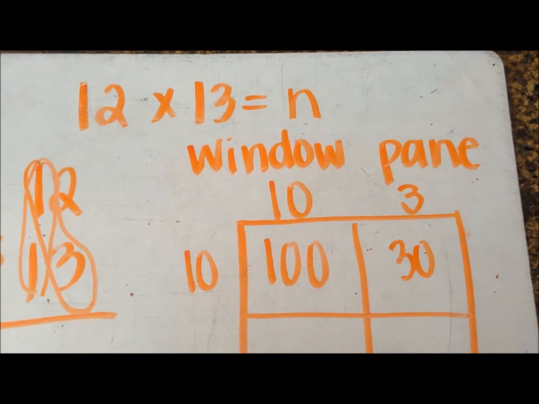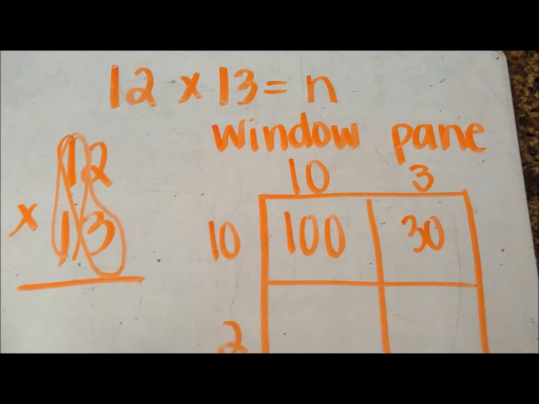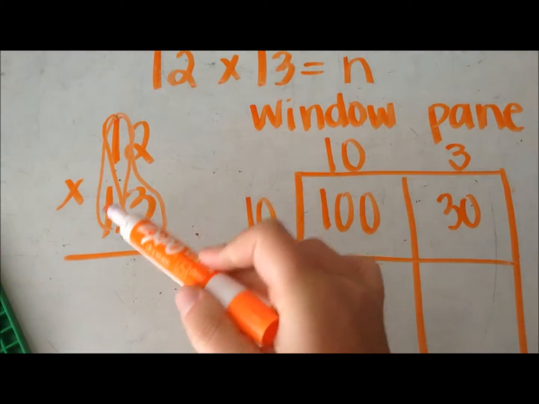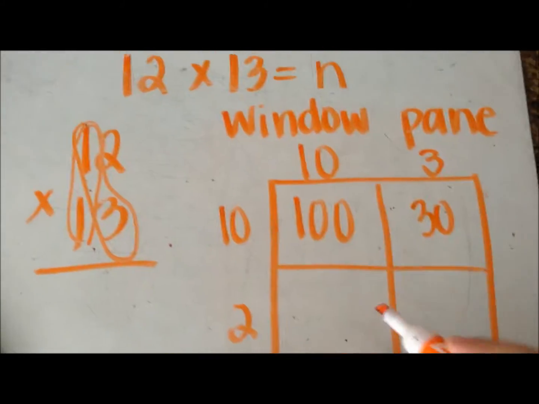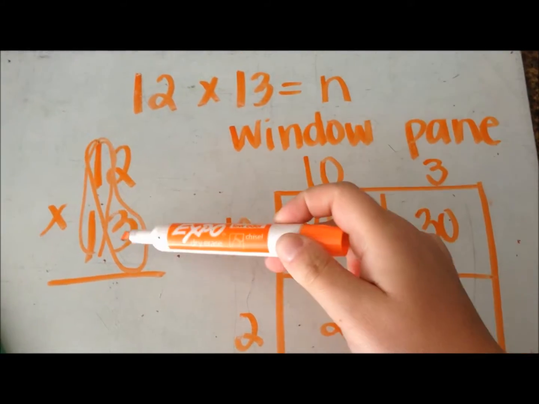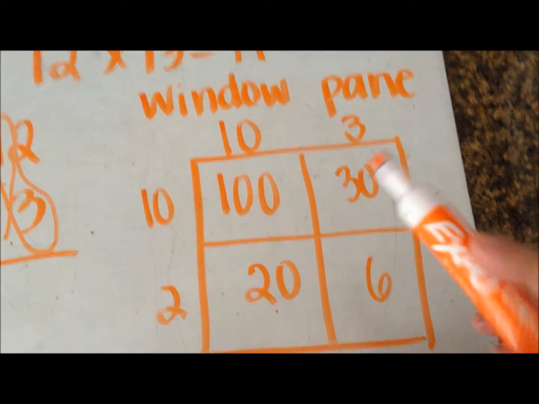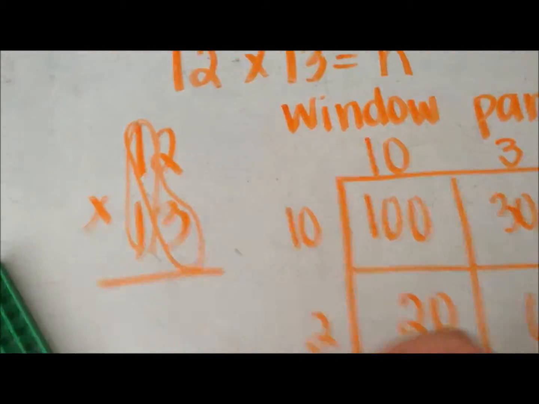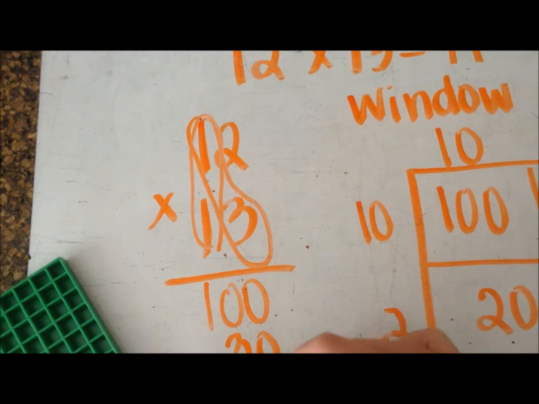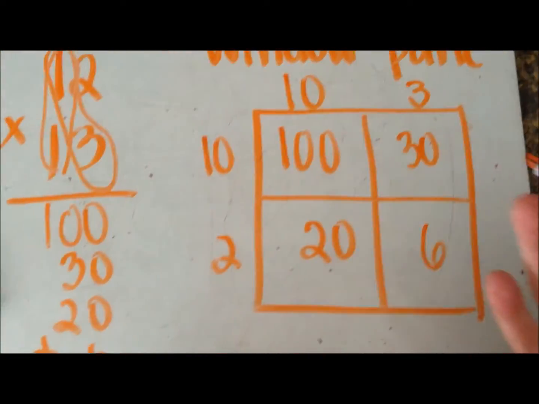Now this is the part where they switch to multiplying the ones place up here times both of these digits. Okay, so now we're going to multiply the 2 here times the tens place. 2 times 10 is 20. And now we will multiply the ones place times the ones place. 2 times 3 is 6. And they will add up all of their partial products, and I have them just do it right here like this. And they will get 156, and they have the same answer.